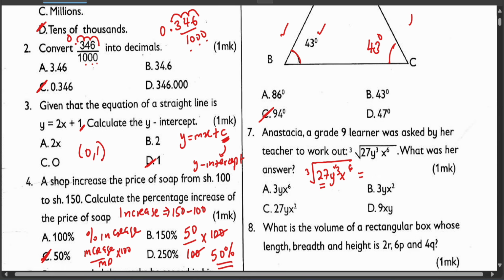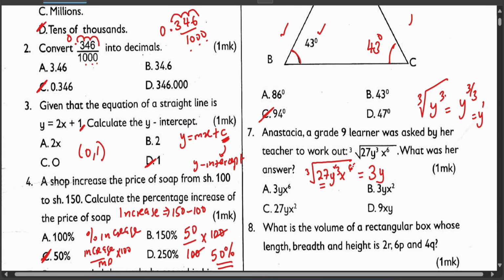Cube root ya 27, which number if you multiply by itself 3 times itakupa 27? It is 3. 3 times 3, 9, 9 times 3, 27. So cube root ya 27 ni 3. Sasa hapa kuna y cubed, after cube root. So 3, utafanya y power yake utadivide na 3, so itakuwa ni y power 1.